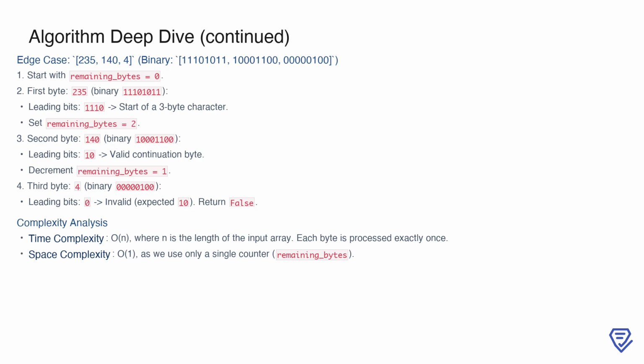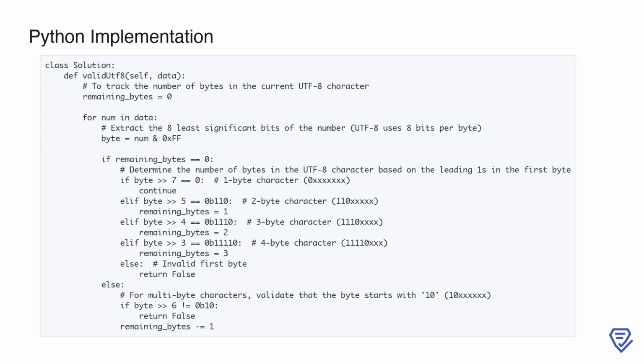Regarding complexity, the algorithm processes each byte once, resulting in a time complexity of O(n), where n is the length of the input array. Space complexity is O(1), as only a single counter, remaining_bytes, is used, making the solution highly efficient. Here, we start by defining a class called Solution and its method validUtf8, which will validate whether a given list of integers represents a valid UTF-8 encoding.